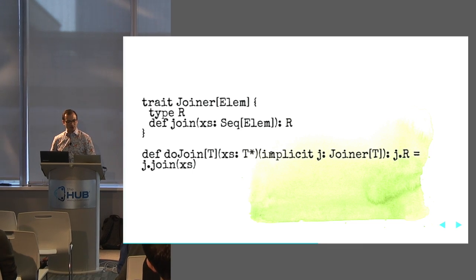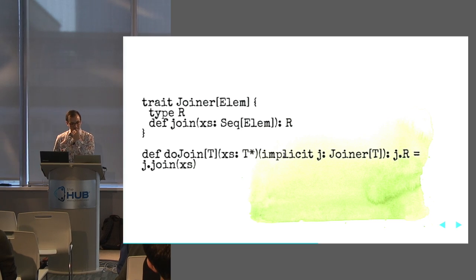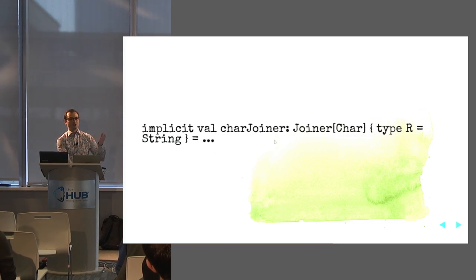And we might use that joiner in a method like this. So we call this method, we pass it some characters, and the compiler will go off and look for an implicit. And it will find an implicit like this one. So maybe we've got a character joiner somewhere in scope. And the type of that is joiner for characters where the return type is string. Is everyone sufficiently familiar with type classes or the vague idea to appreciate that?